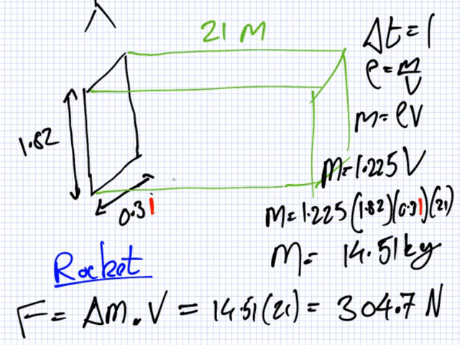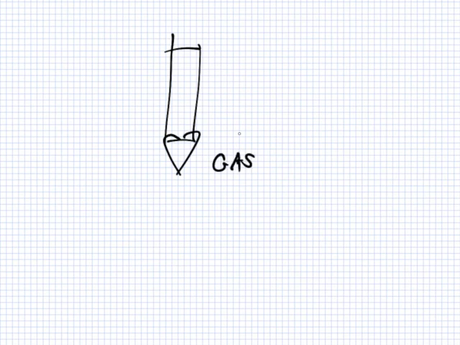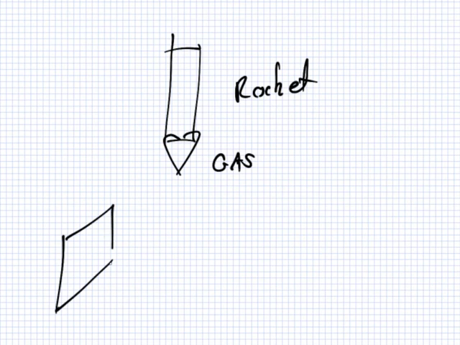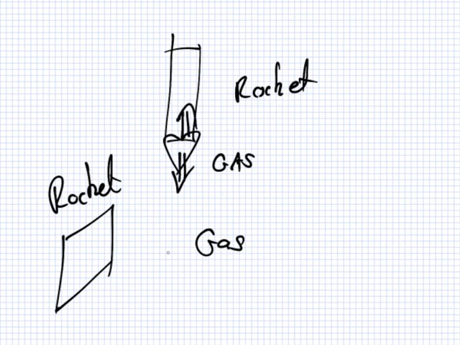Why did we use F equals mv? Because I'm thinking this question is like the gas that is coming out of the rocket. The only difference here is you are like the rocket and the gas, instead of going down, is going up. So you have to give a force to cancel it. But it's the same idea, it's a gas hitting something.